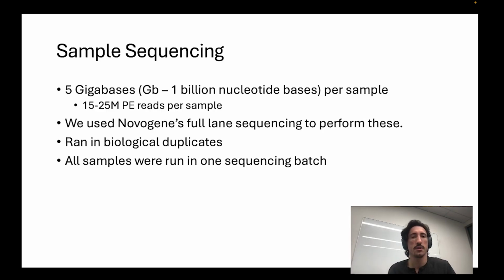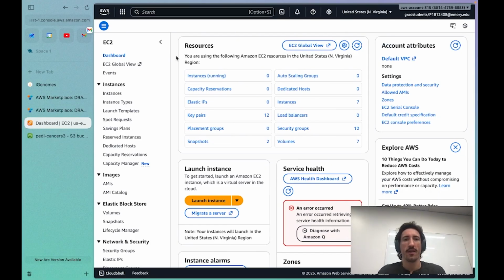Just to give some recommendations for what may be useful in your experiments, this ended up being around 15 to 25 million paired end reads per sample, or around 30 to 50 million reads overall. That can be disaggregated once you perform alignment. We ran these in biological duplicates, and all the samples were run in one sequencing batch, except there was one that we had to run again and had to do some downsampling. I might make a video later showing you how you can perform that downsampling if something similar happens to you.